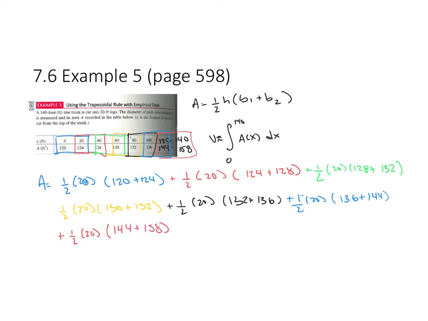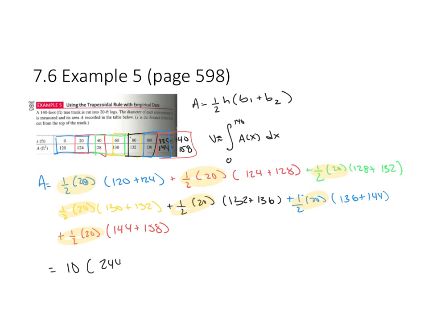There are a lot of ways to simplify this. If you notice, we have 1/2 times 20 in every single piece. So I'm going to pull that 10 out, since 1/2 of 20 is 10. This is not super important, but it helps me simplify. And then I'm just going to add each piece.